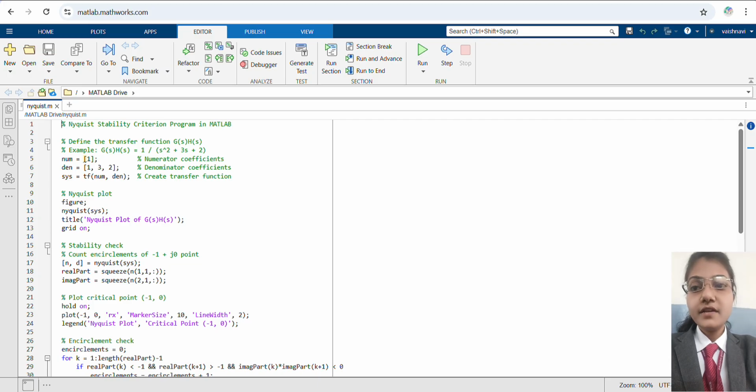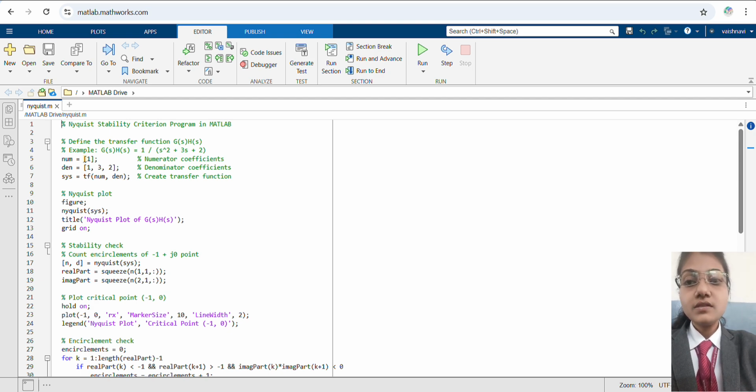I'm going to explain the Nyquist stability criterion program in MATLAB. First of all, we have to define the transfer function G(s)H(s). Here the example taken is G(s)H(s) equals 1 upon s square plus 3s plus 2. Here we are going to define the numerator coefficient as num = 1, then the denominator coefficient as den = [1 3 2], then sys = tf(num, den) to create the transfer function.